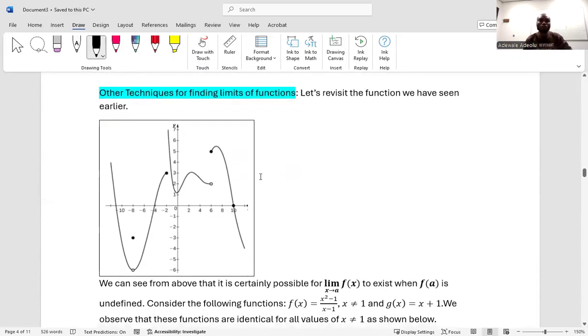Now let us look into other techniques for finding limits of functions.